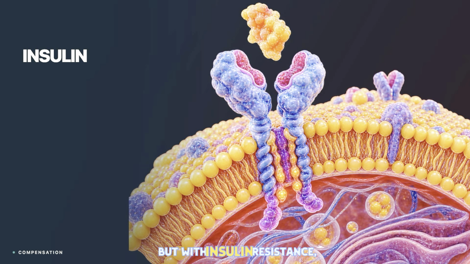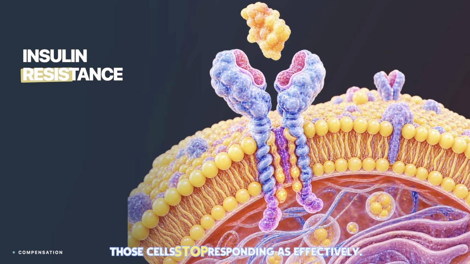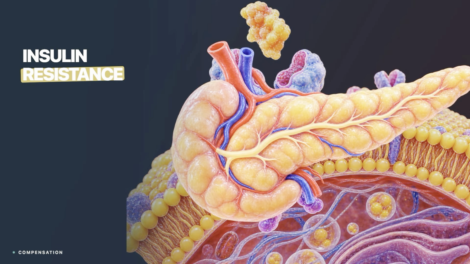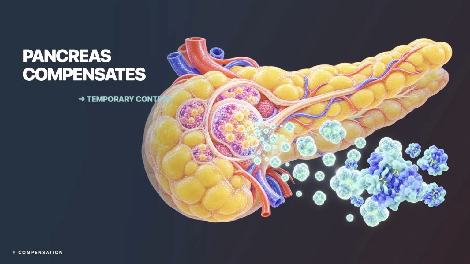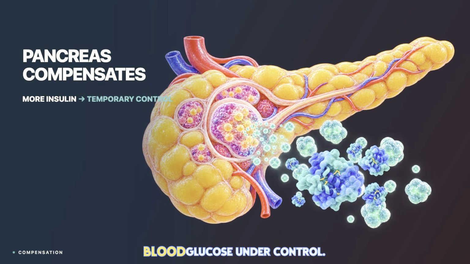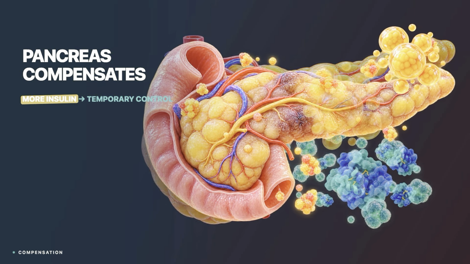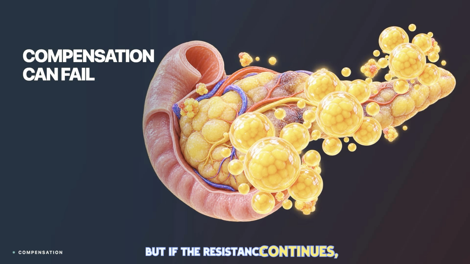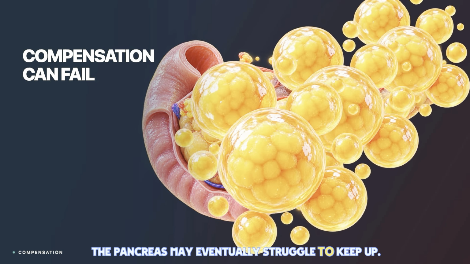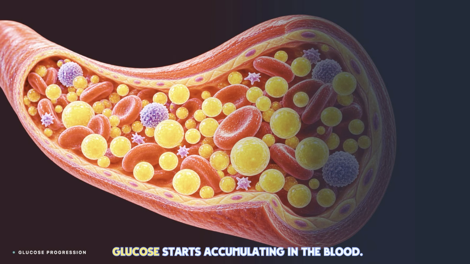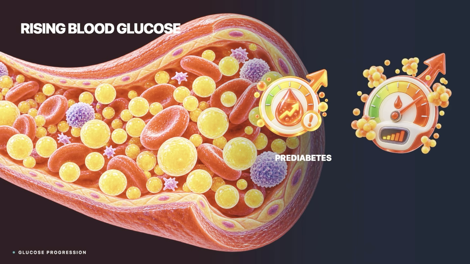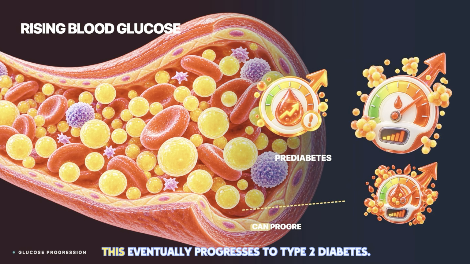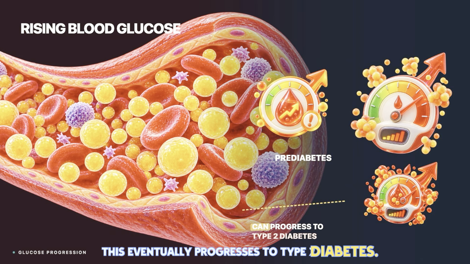But with insulin resistance, those cells stop responding as effectively. The pancreas reacts by producing more insulin. For a while, that can keep blood glucose under control. But if the resistance continues, the pancreas may eventually struggle to keep up. Glucose starts accumulating in the blood. Prediabetes can appear. And in some people, this eventually progresses to type 2 diabetes.